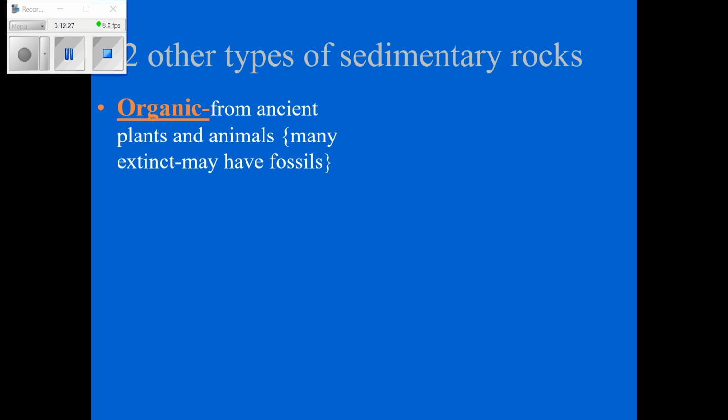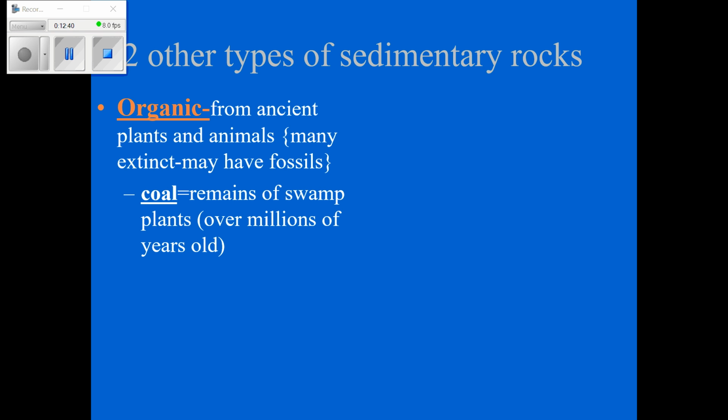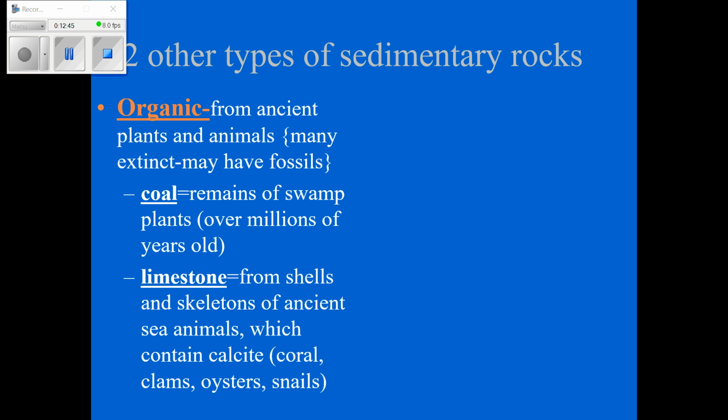Organic sedimentary rocks, these are the ones that we can find fossils in. It's the only type of rock that fossils are found in. Organic sedimentary is from the ancient plants and animals, the remains of them. Coal is also an example of organic. It's remains of swamp plants over millions of years old. We also have limestone, which is formed from shells and skeletons of sea animals from a long time ago. They also contain calcite and can contain the shells of oysters or clams and other things.